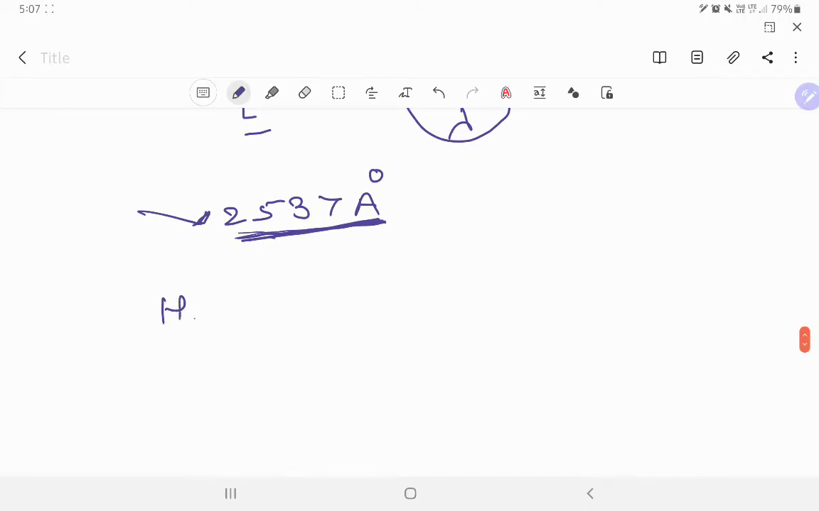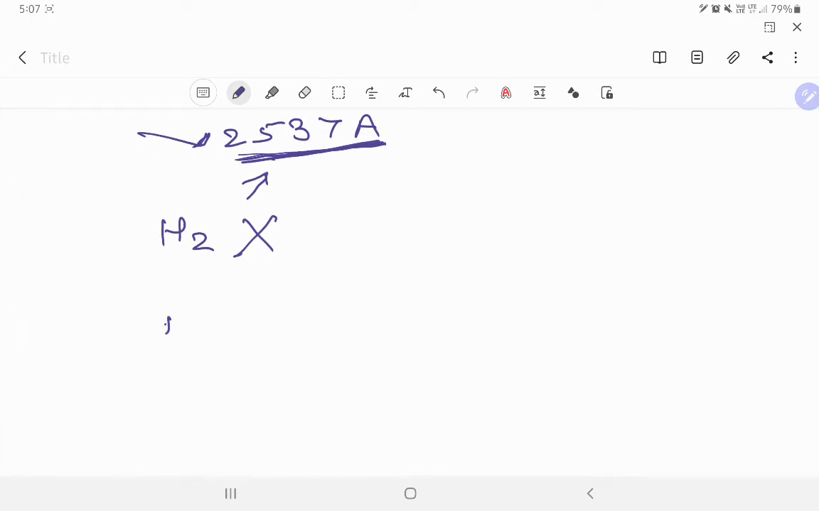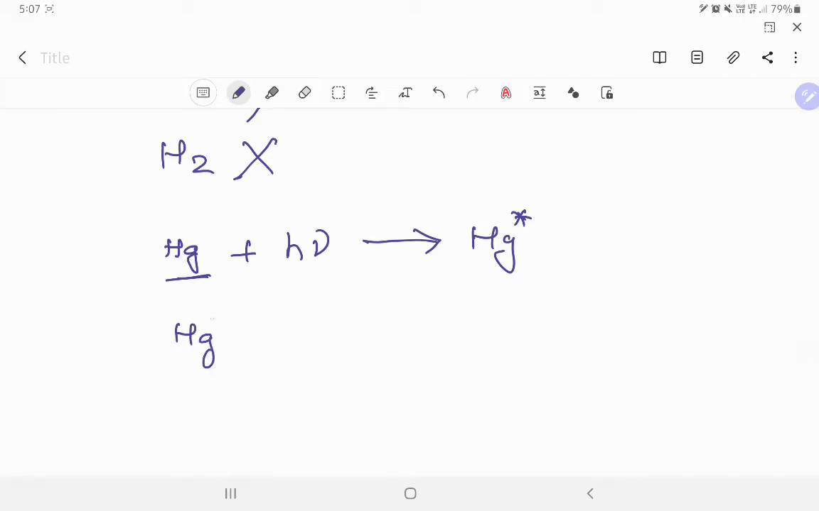But H2 is not able to absorb these radiations. Hydrogen doesn't absorb them. That's why if we add some mercury vapors to hydrogen gas and bombard these radiations, then there is dissociation. What happens actually is that Hg absorbs these radiations and undergoes excitation. Excited state Hg is formed, and this excited Hg transfers energy to the hydrogen, and there is a formation of H free radicals. Here Hg acts as a photosensitizer.